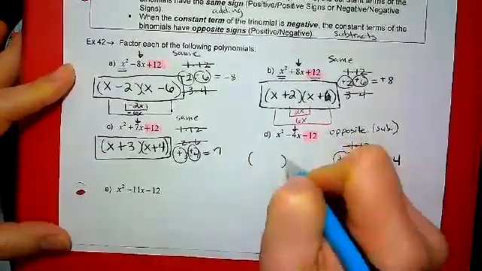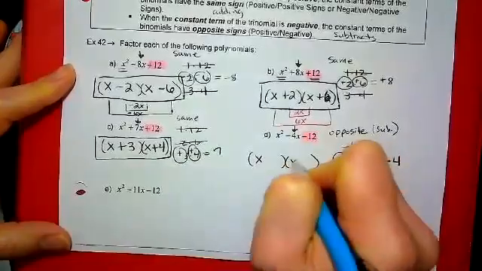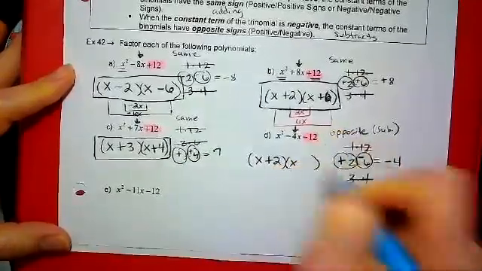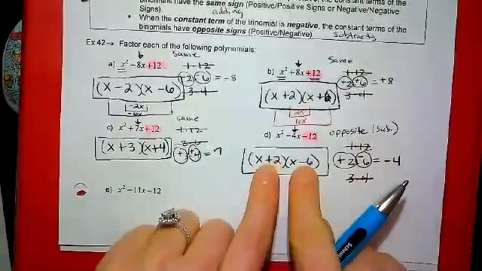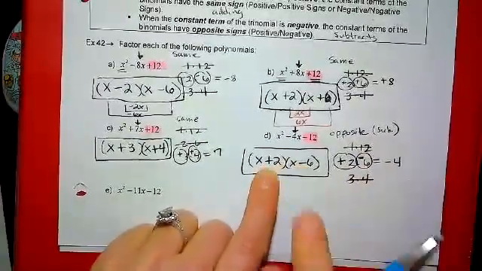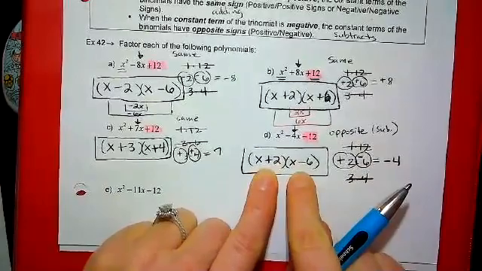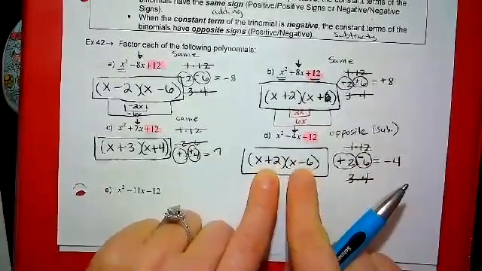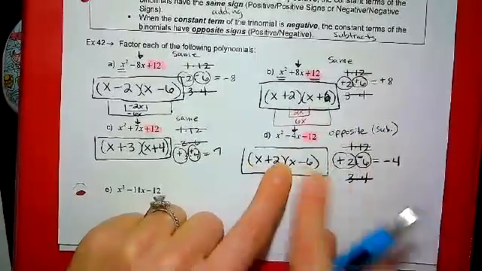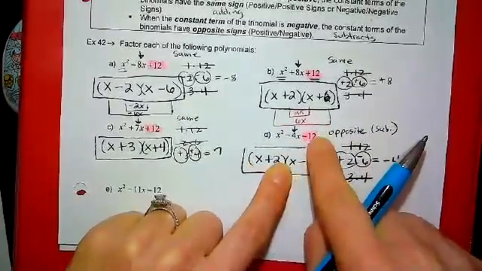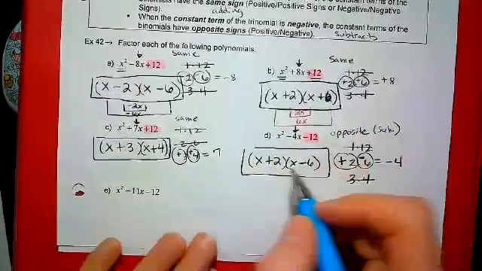Okay, so we set up our two parentheses, x and x, and then we can plug in +2 and -6 in our parentheses. So again, they have opposite signs. One of the parentheses has a positive and one has a negative. You can go check yourself. I do it often. X times x is x squared. 2 times a -6 is -12. Okay, go double check your middle term if you want.